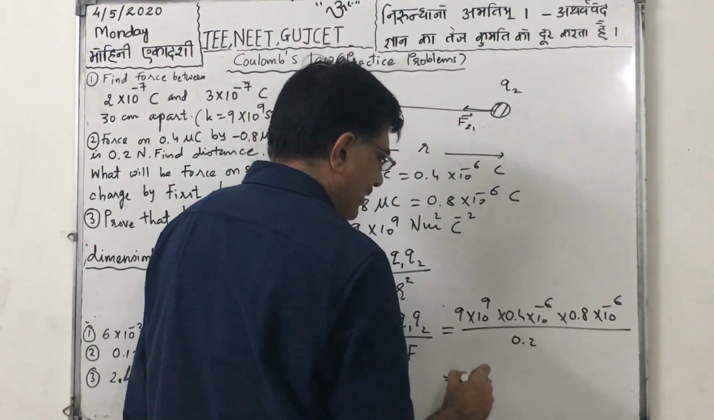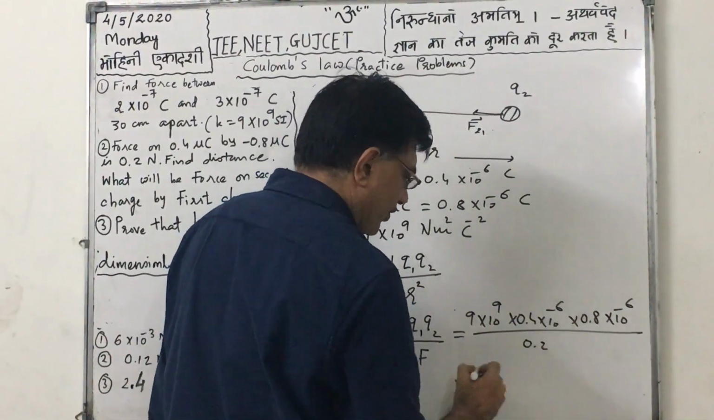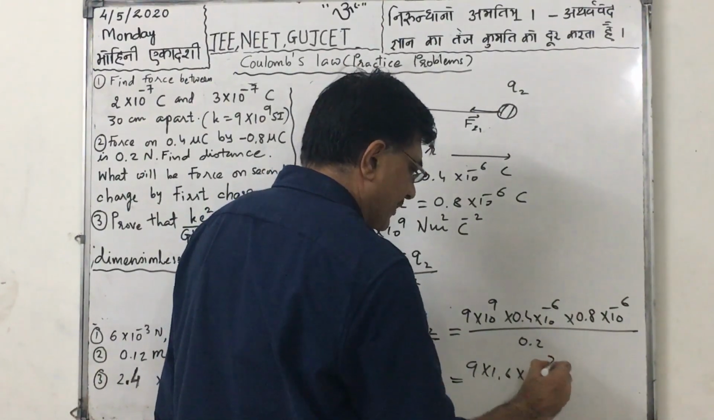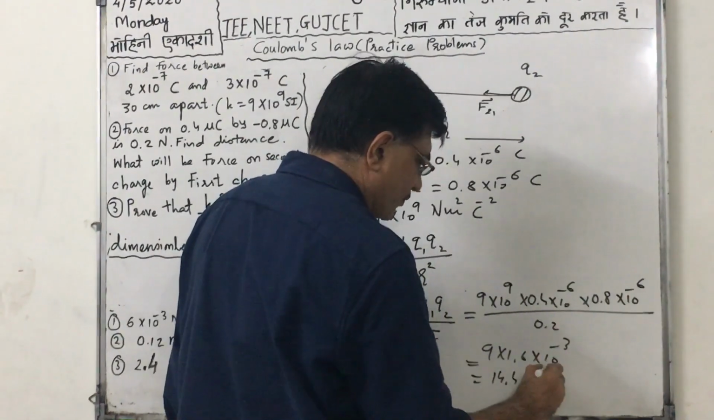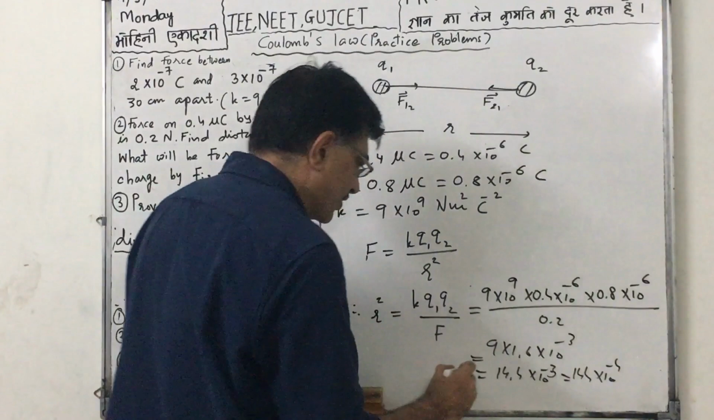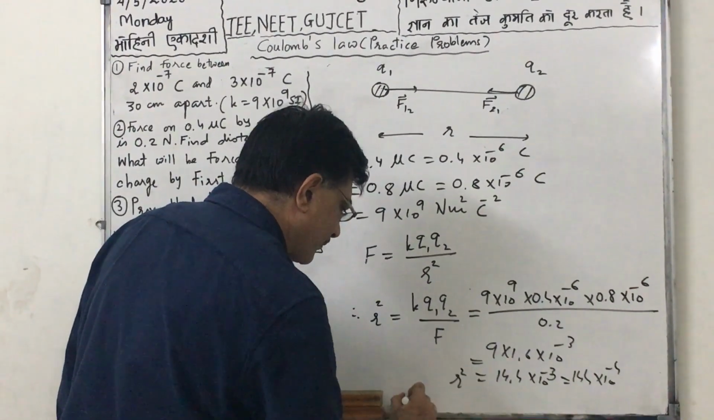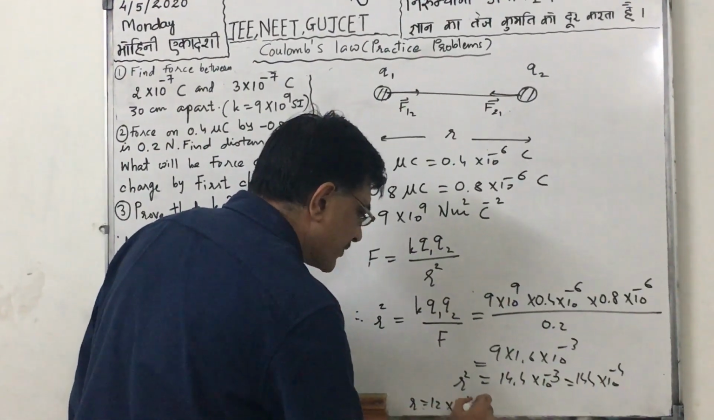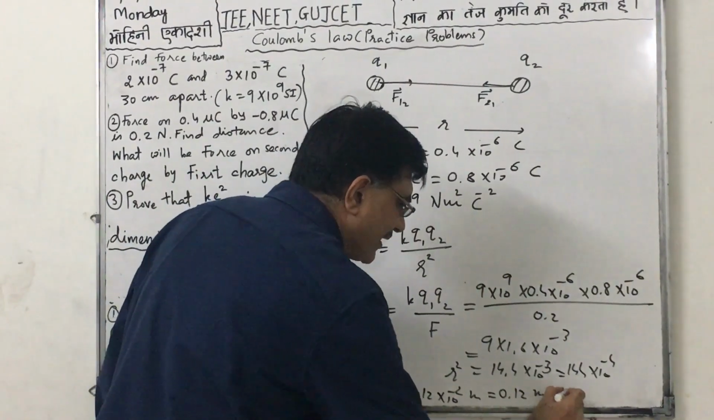Okay, so now see, this division will give us 2 into 1.8, that is 1.6, into 10 raised to 9 minus 12, that is minus 3. This multiplication will be 14.4 into 10 raised to minus 3. We can write it as 144 into 10 raised to minus 4. But this is r square. So if we take the square root of it, r will be equal to 12 into 10 raised to minus 2 meter, that is 0.12 meter, or say 12 centimeter.